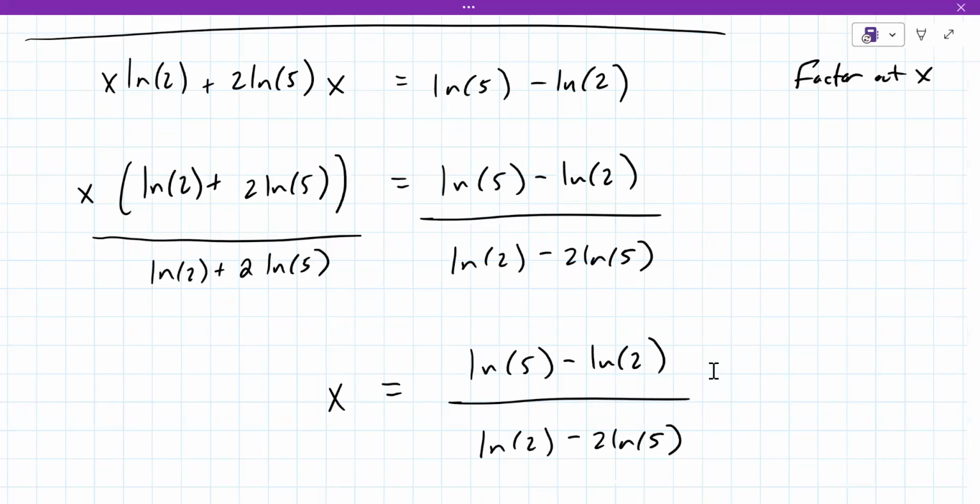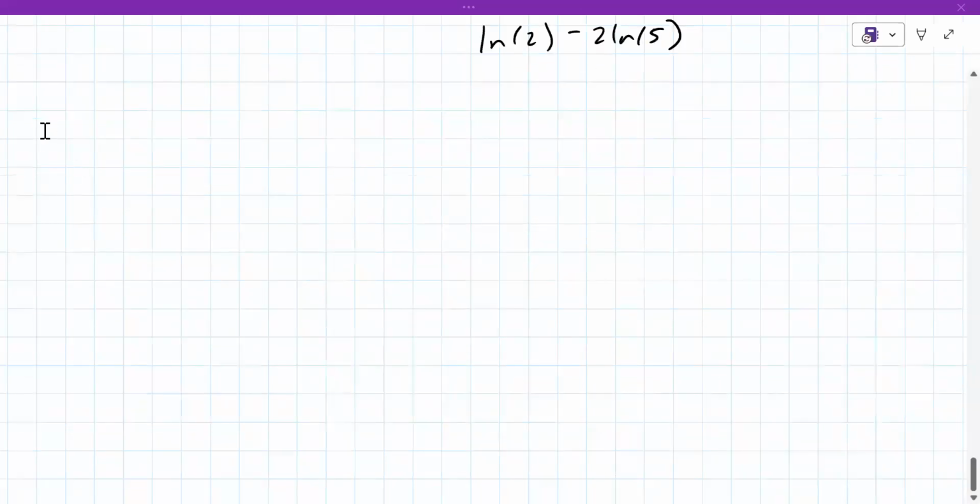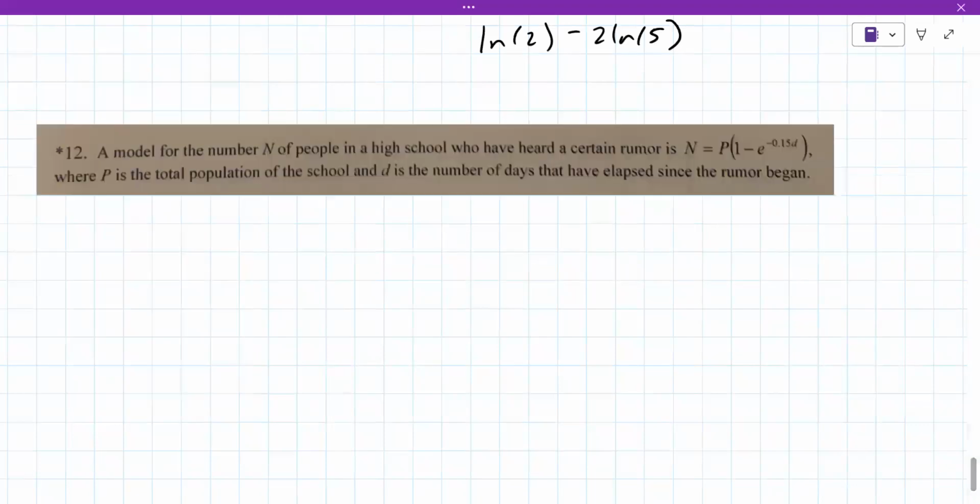Hold on. Okay, got it. Okay. Number 12, like I mentioned, these are really slow. There's a lot here. But, yeah. All right.